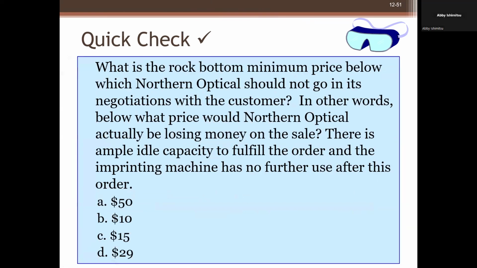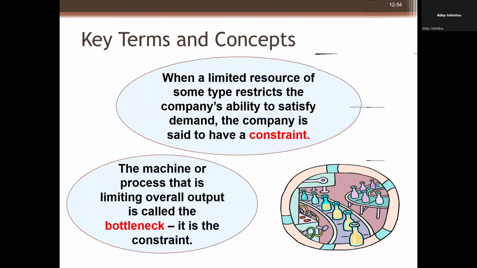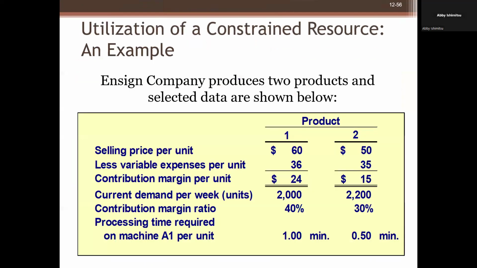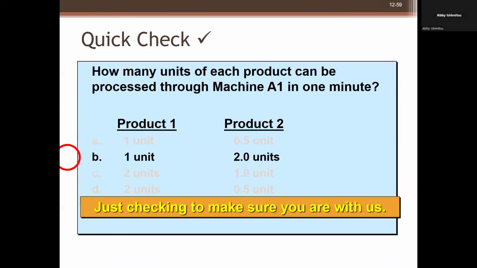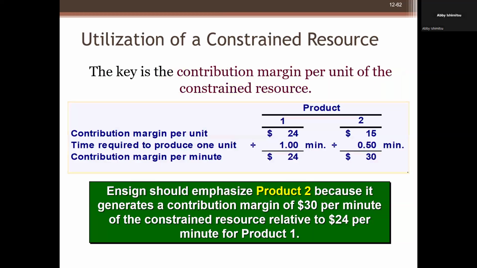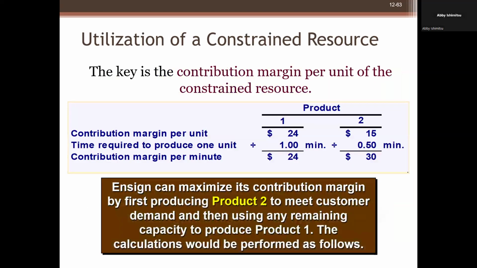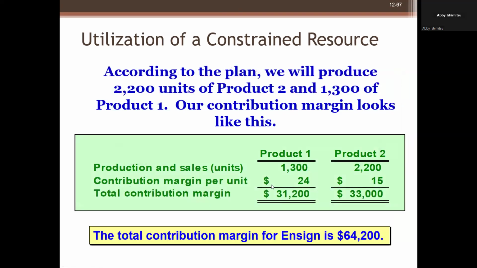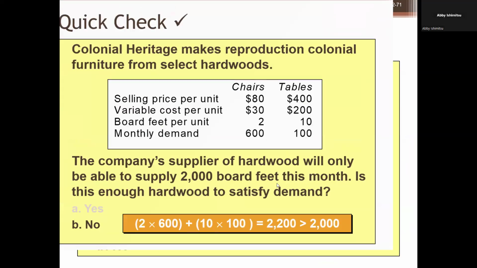Okay, and then here's some more examples for the class. We've done constrained resource. We talked about that before. And we came up with a production plan. And we did that in our first unit, in our first exam. So be sure you understand that one.